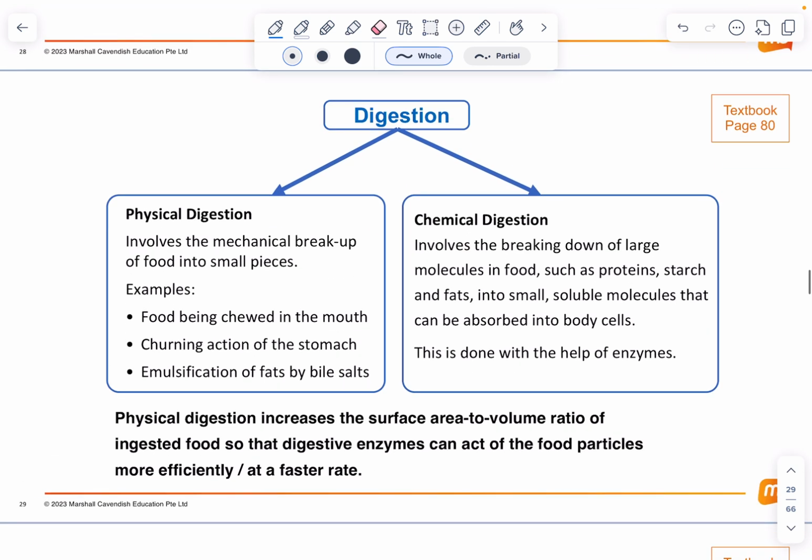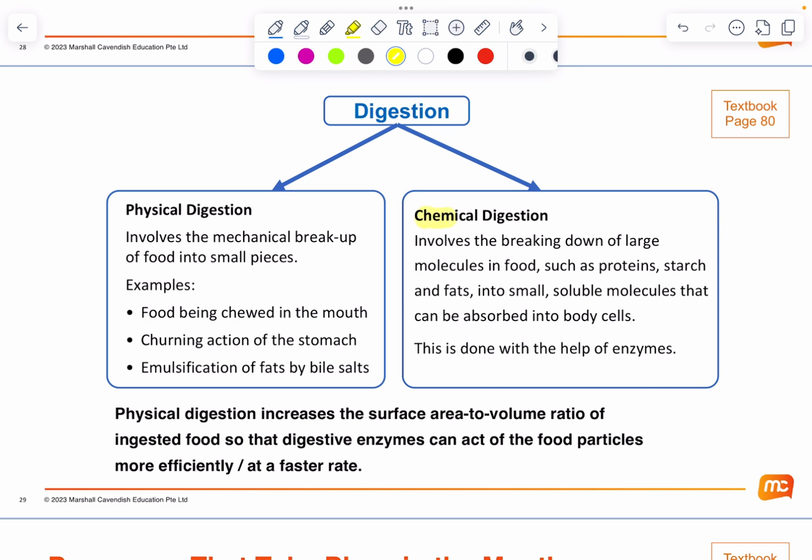A recap: previously we were talking about the two main types of digestion, physical digestion and chemical digestion. Chemical digestion involves the breaking down of large food molecules into smaller soluble molecules that can be absorbed in your body. This is usually done with the help of enzymes.